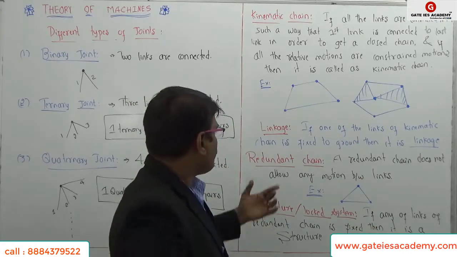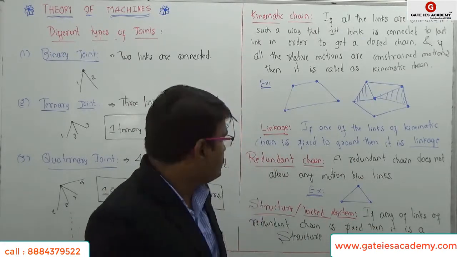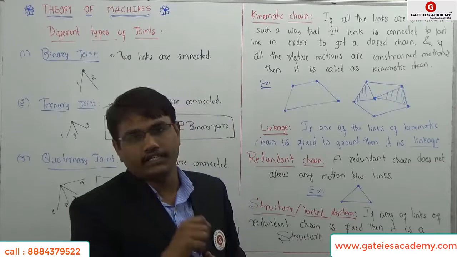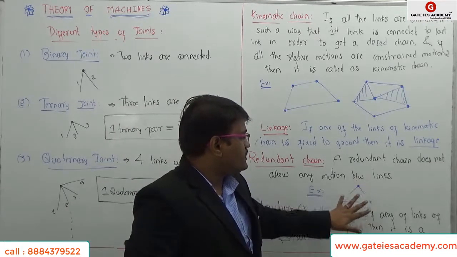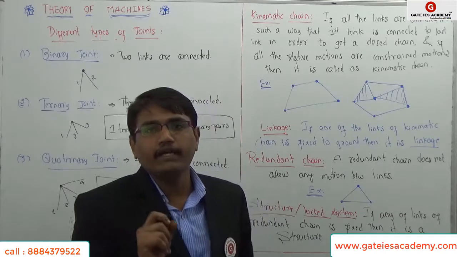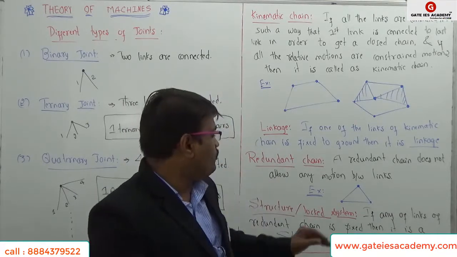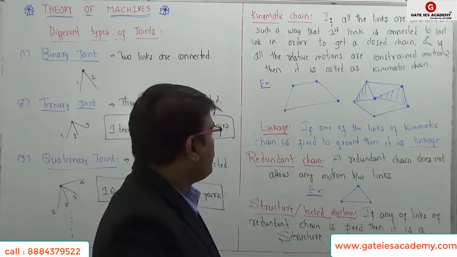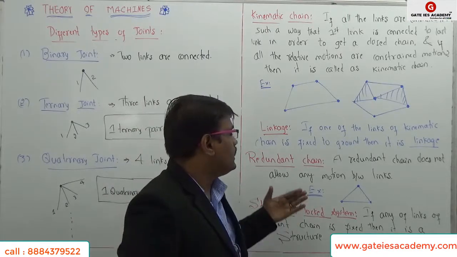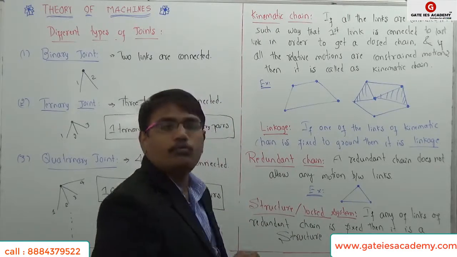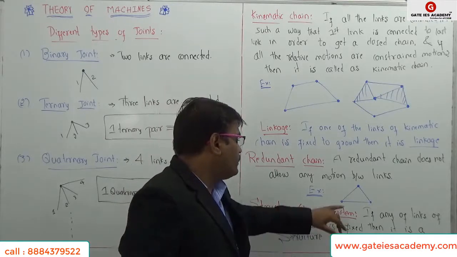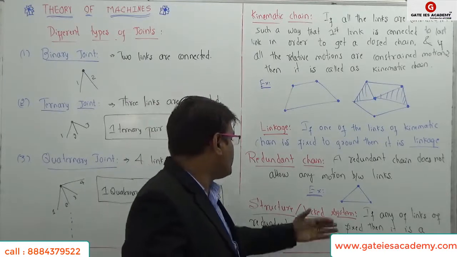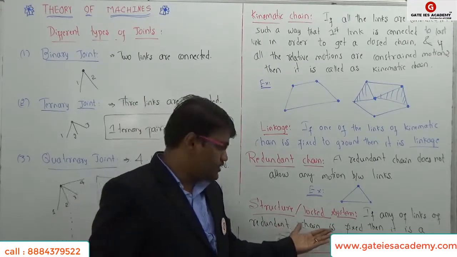Now what is a redundant chain? It is nothing but a chain that does not allow any motion between the links. See, for example, 3 links I am going to join by pin joints. If I move any one link, then the other link is not going to have any motion. So this is a redundant chain. No motions are possible. Now any of the links in this redundant chain, if I fix it to the ground, it will become a structure or a locked system. Right?